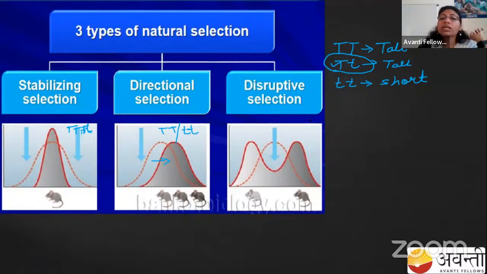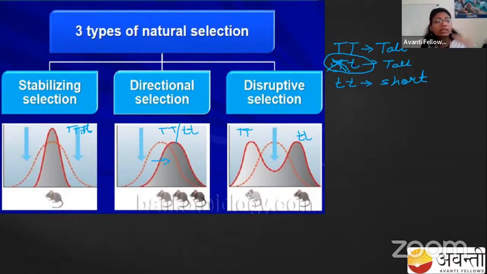Then we have the disruptive selection. Again, instead of having one peak, we have two peaks. That means during this selection, we are going for the complete dominant ones and the complete recessive ones. There is no existence of these intermediates. So in disruptive selection, we have both the tall ones, that is the dominant ones, and the recessive population. In directional selection, we are shifted towards one type of species.